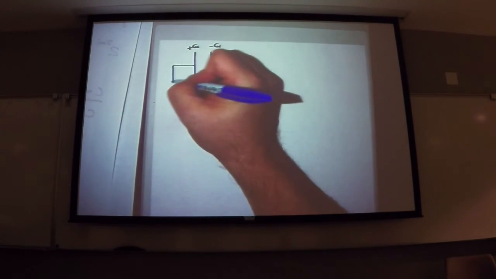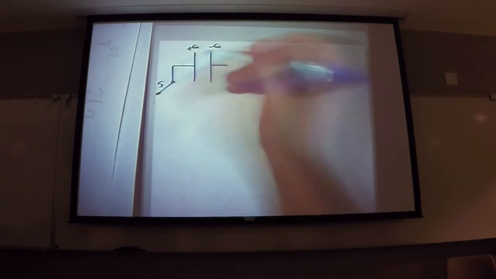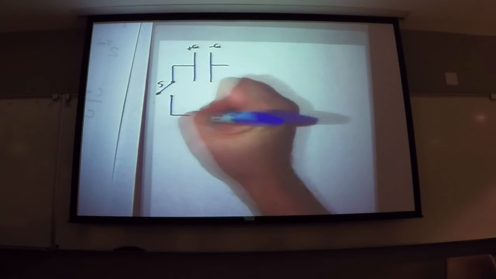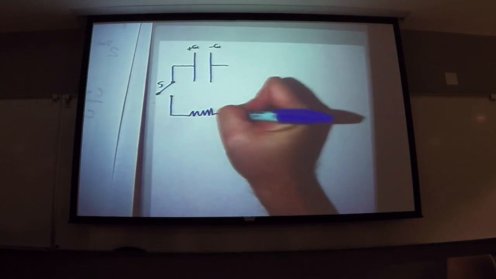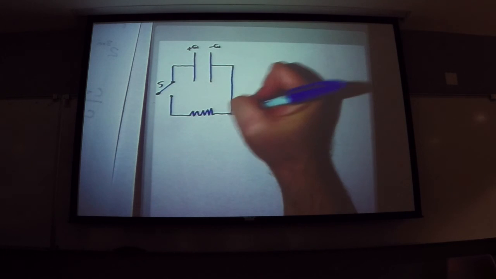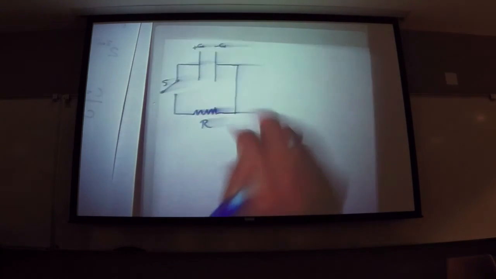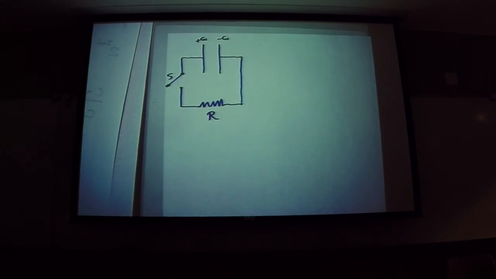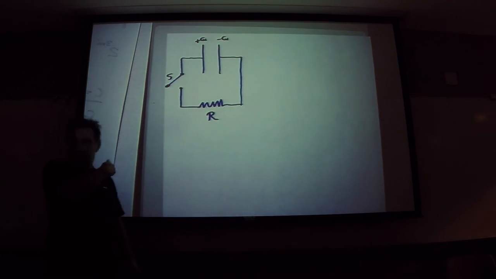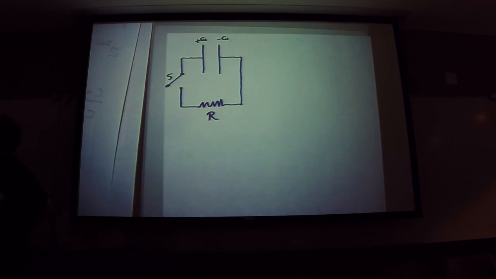Now I'm going to take a switch, and I'm going to hook it up to a resistor. Because remember, what we can do with the capacitor is we can use the energy stored in the capacitor to run other circuits. We can actually use the capacitor to drive a current with its charge. So let's see what happens when we do.